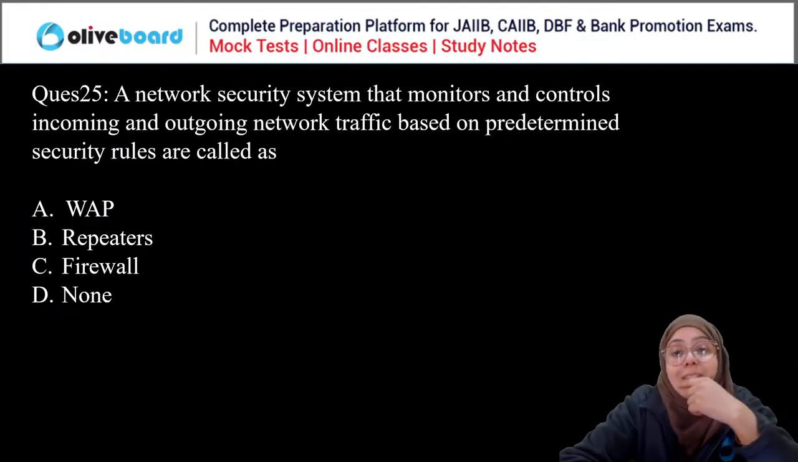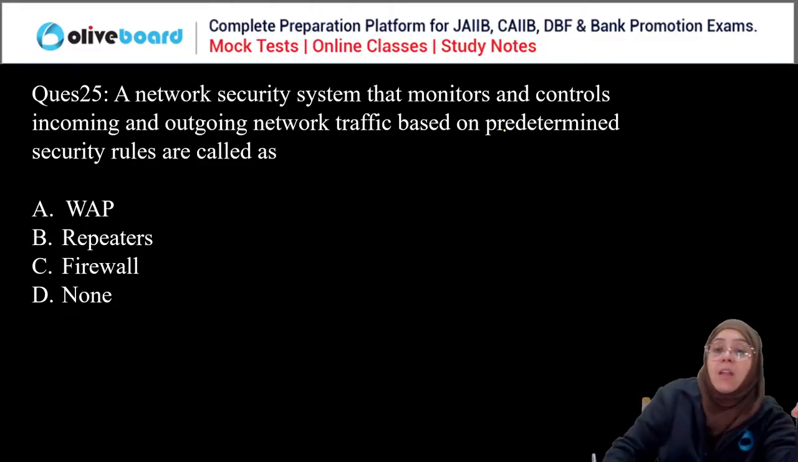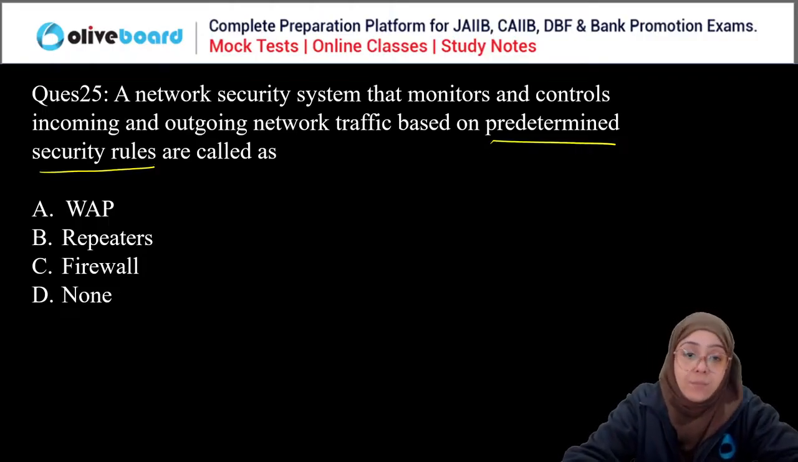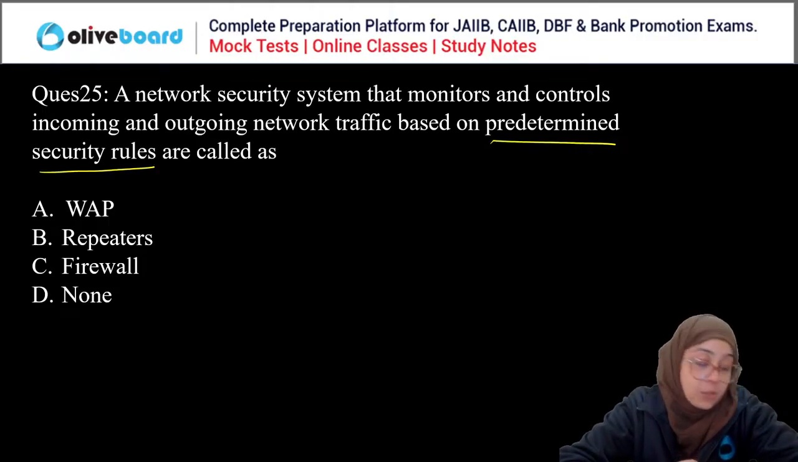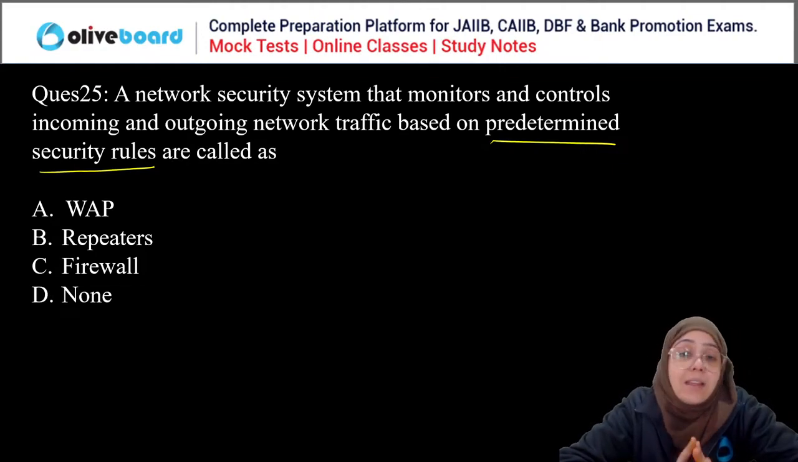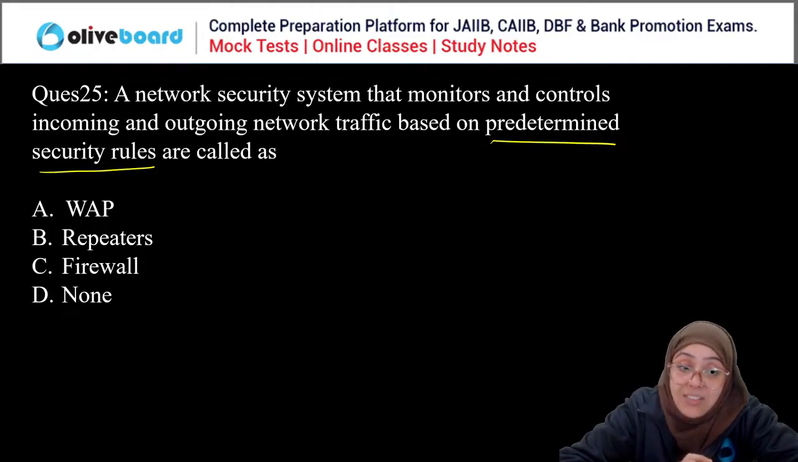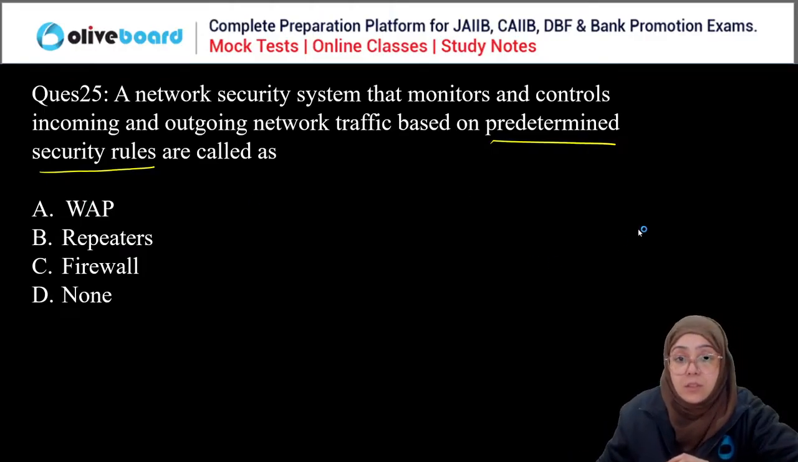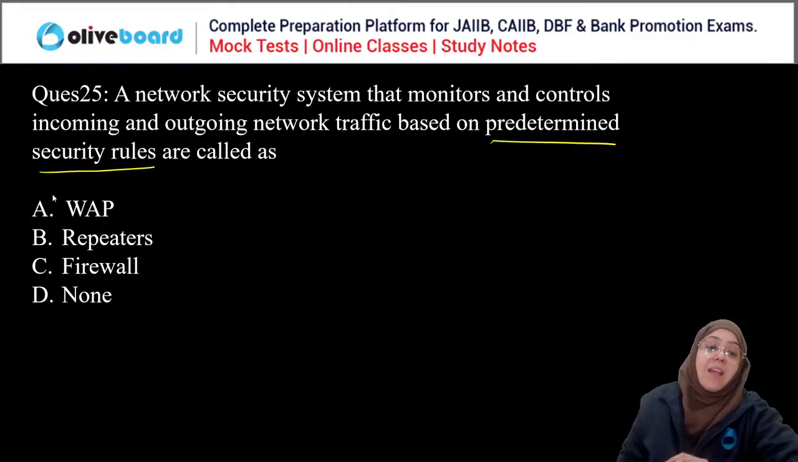A network security system that monitors and controls incoming and outgoing network traffic based on predetermined security rules is called what? Everyone, very easy. A network security system that monitors and controls incoming and outgoing network traffic based on the predetermined security rules is called WAP, repeaters, firewalls, or none of the above. Everyone, please answer this question.